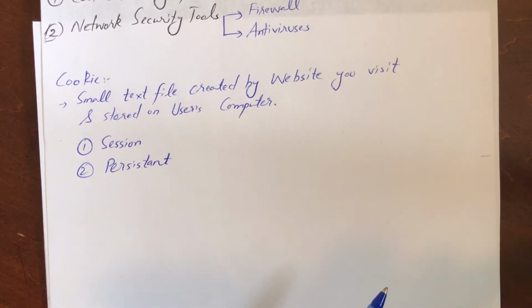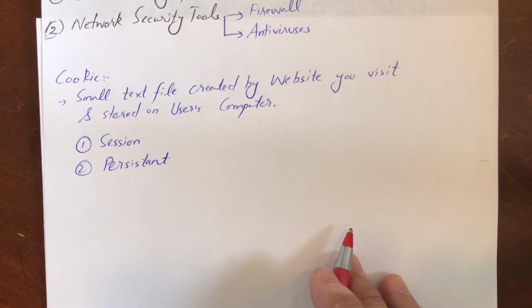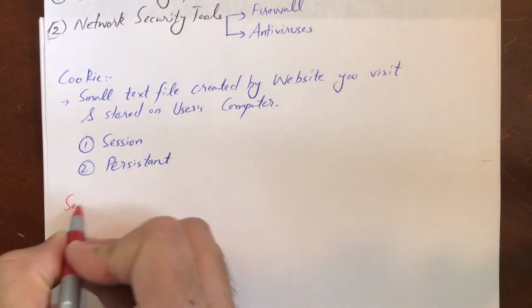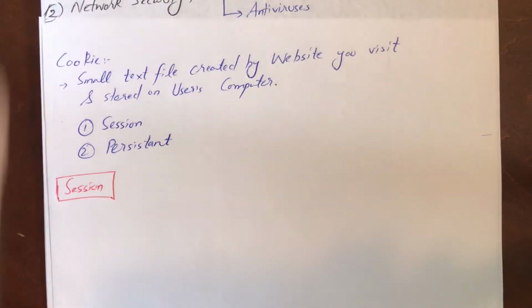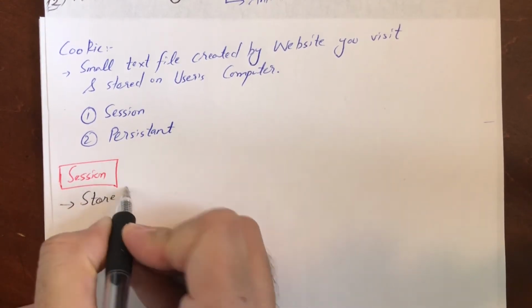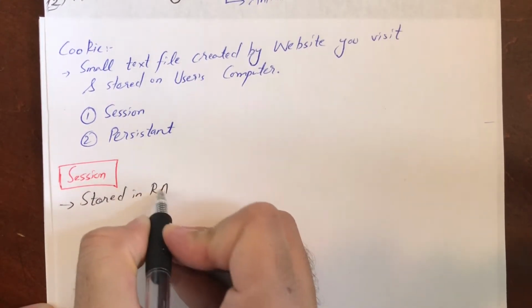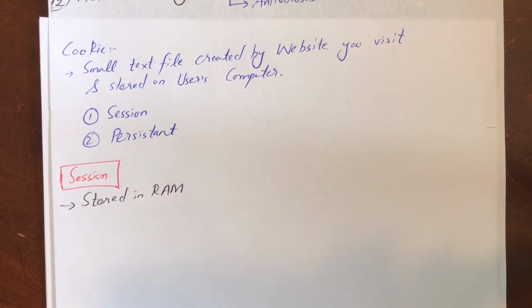So next is the session cookie. Let's define what is basically a session cookie. Session cookies are stored in RAM, random access memory. So these are basically temporary cookies, like once you close the browser or shut down your computer, everything will be gone.